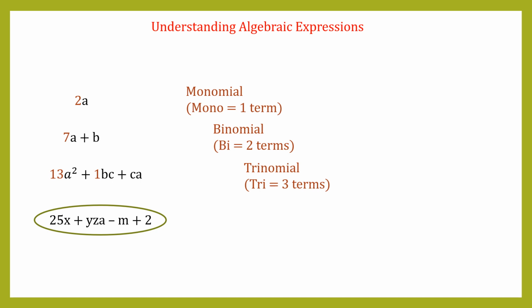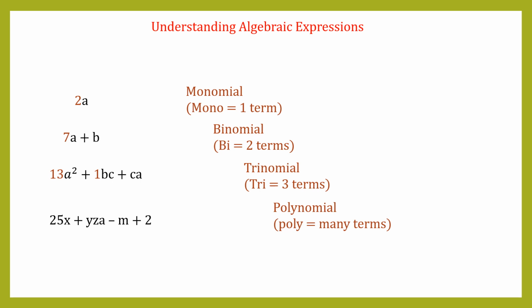So as you can see, in this expression, there are more than 3 terms. So an expression with more than 3 terms is called as a polynomial, where poly is equals to many terms. Poly is equals to many. Now let's understand variable and coefficient. Variable we have already seen, that is x, y, z, a, and then m. Now first term, that is 25x. X is variable. What is 25? 25 is, yes, it's coefficient.